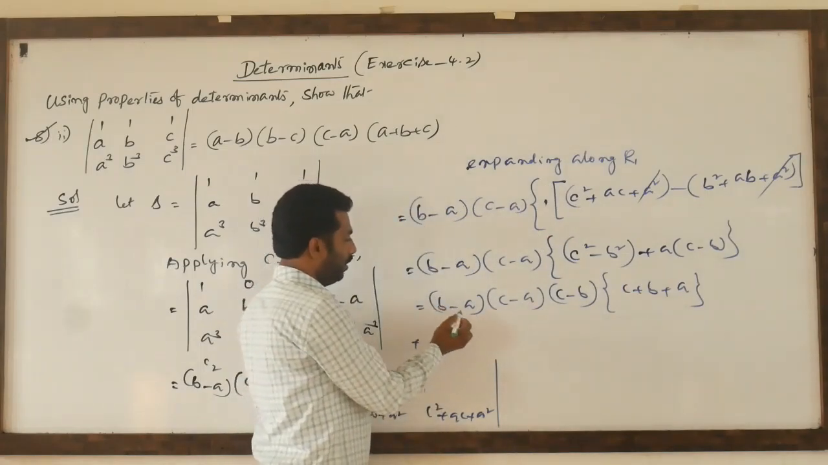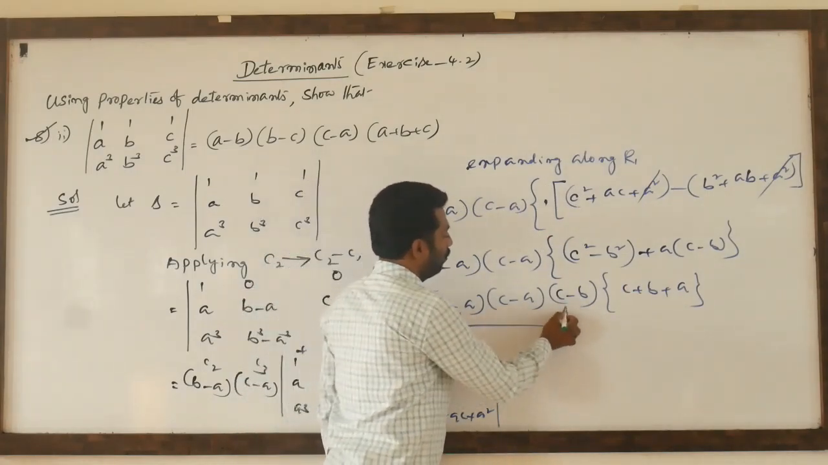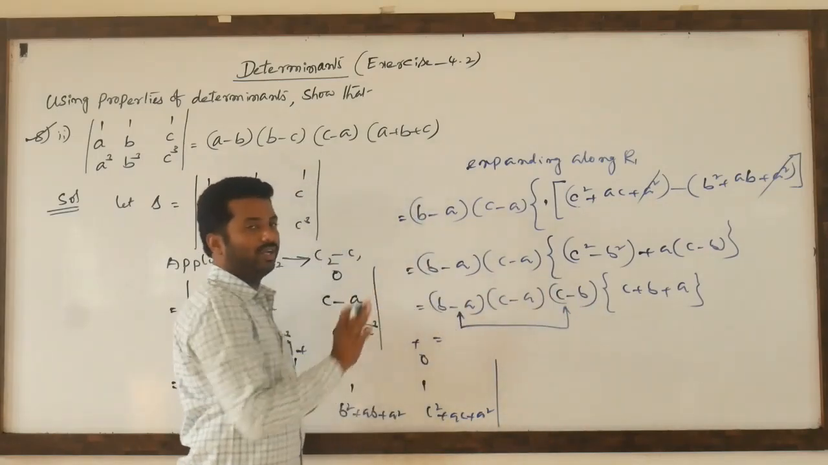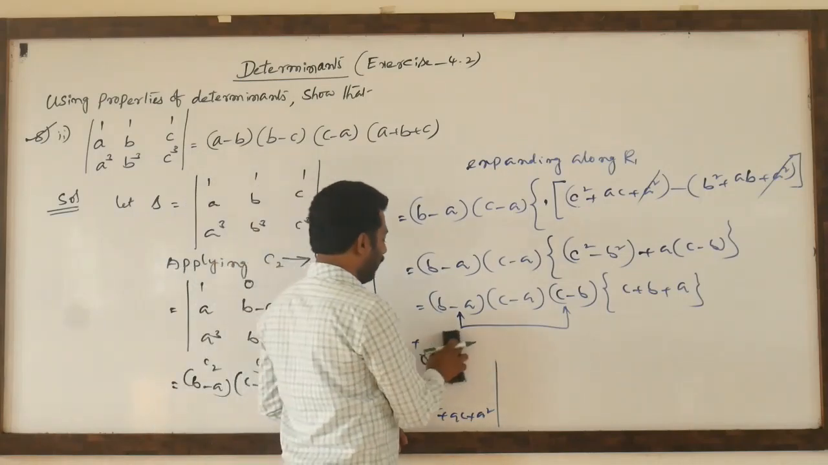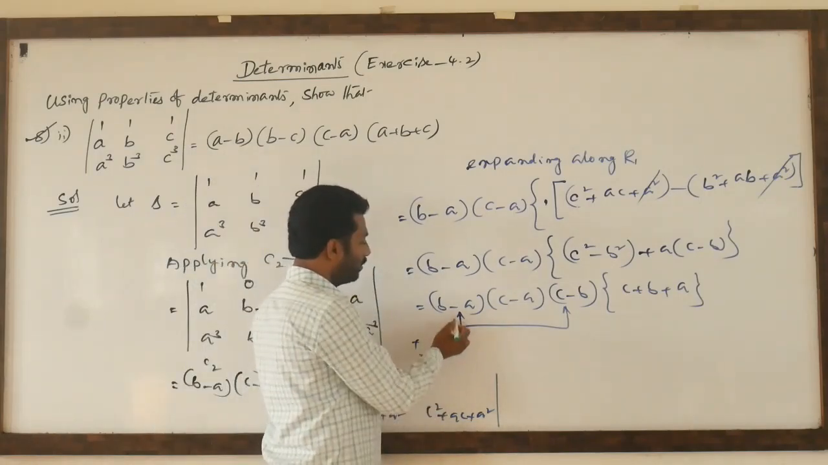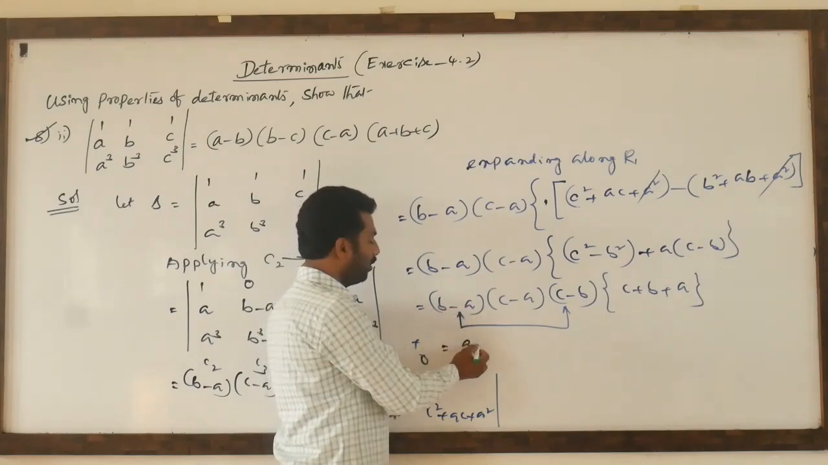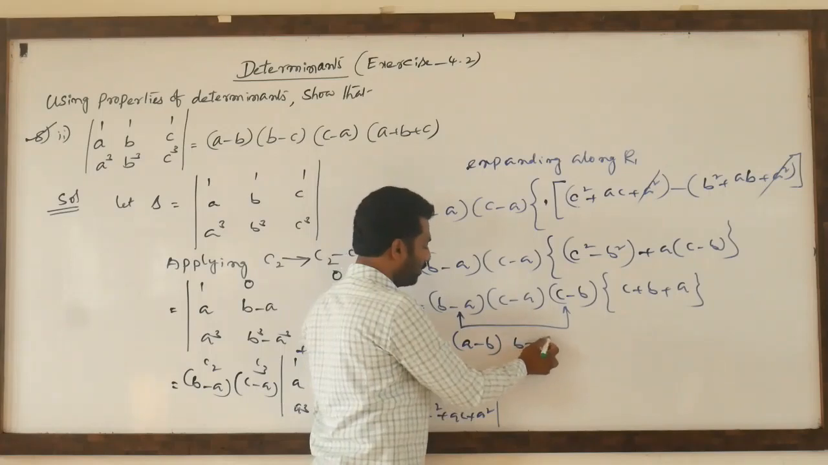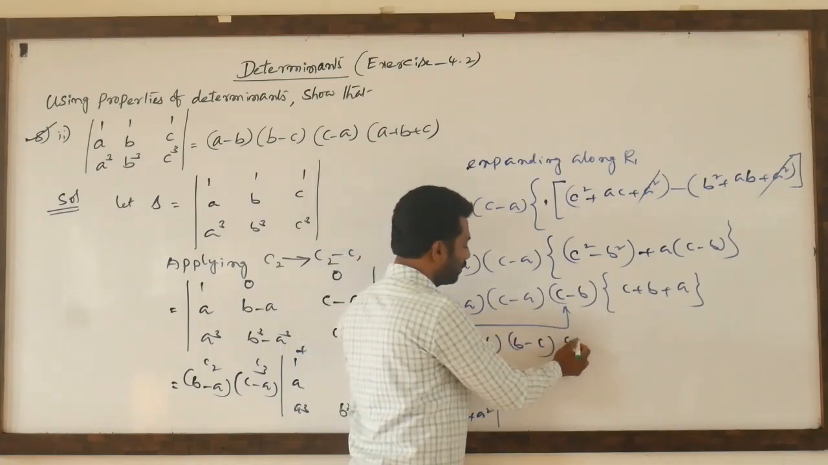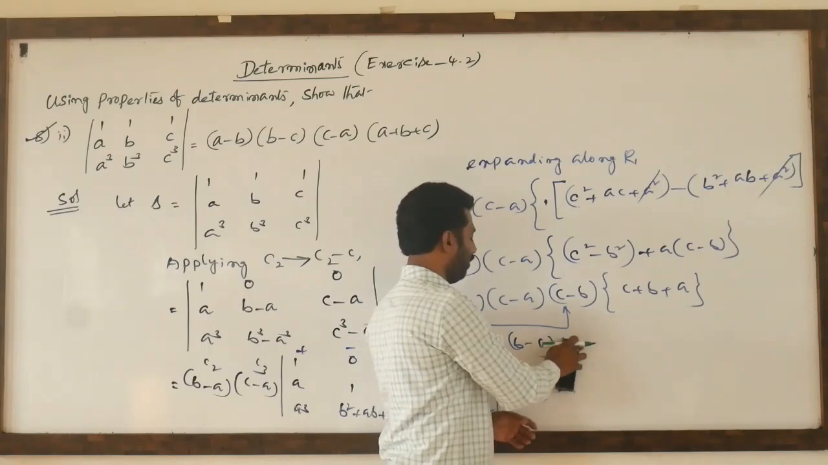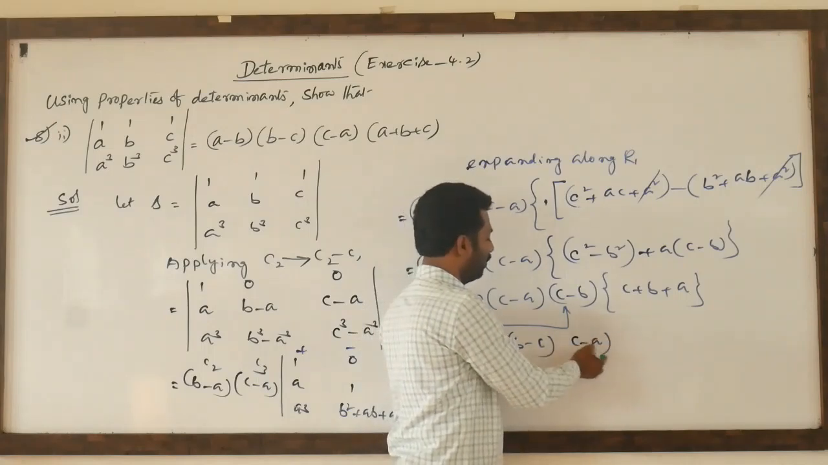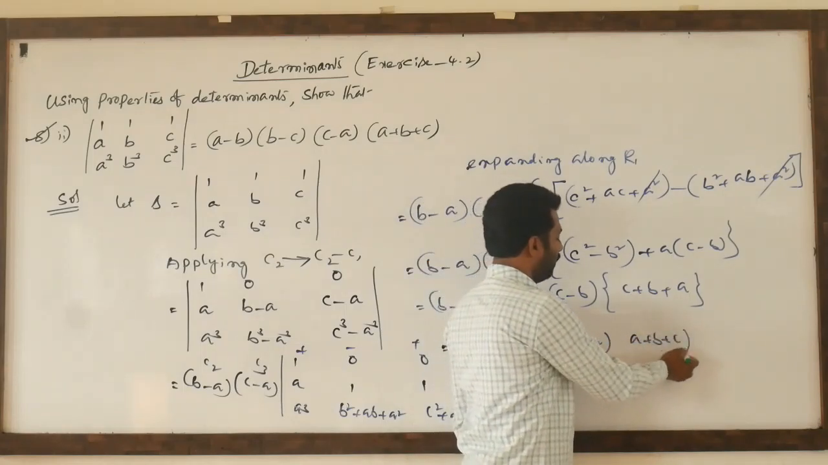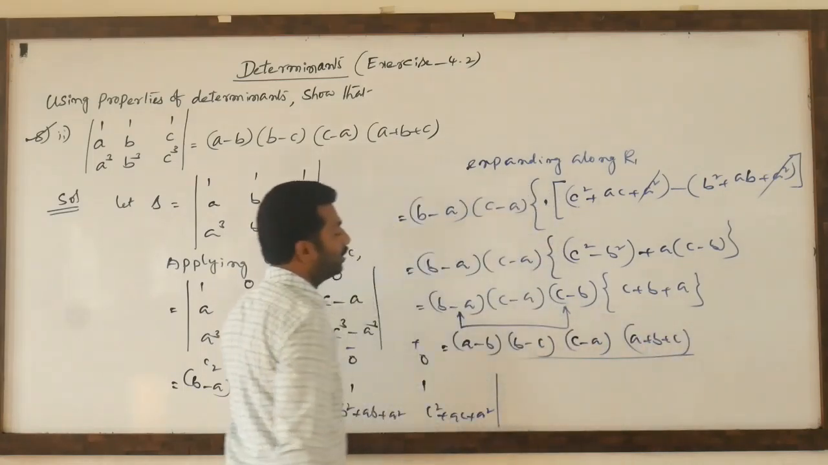So you observe from these two, here minus common, minus into minus becomes plus. So finally what we left means, this is minus common means it becomes A minus B. Here minus common means B minus C. This is no changes, C minus A. Here order, that is A plus B plus C. So this is nothing but RHS part.